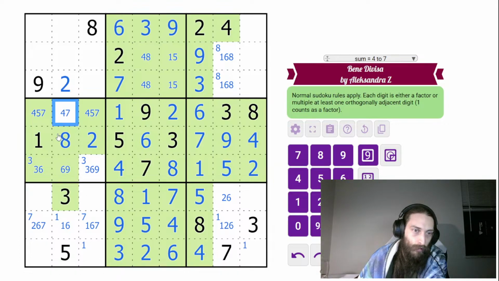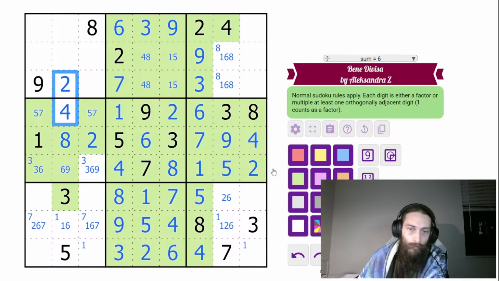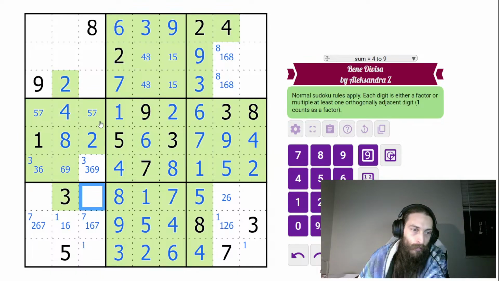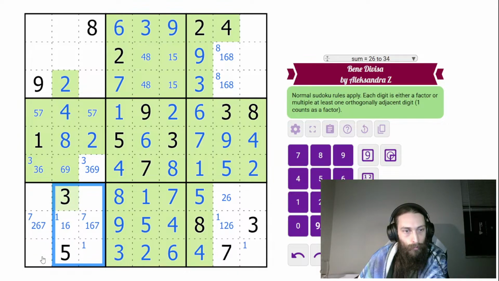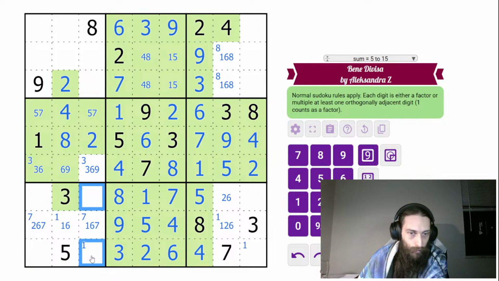If this was a 7, it would not have a 1 next to it, so it must be a 4. 4 and 2 work together. Where 9 can go in box 7, and then relate that to box 4. 9 is ruled out of this one. None of those are 9, and none of those are 9. So it's just one of these two, which takes 9 out of there.